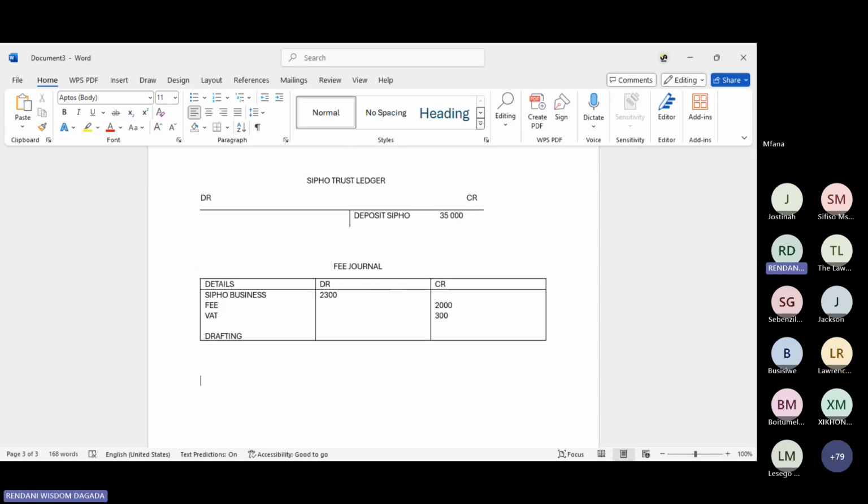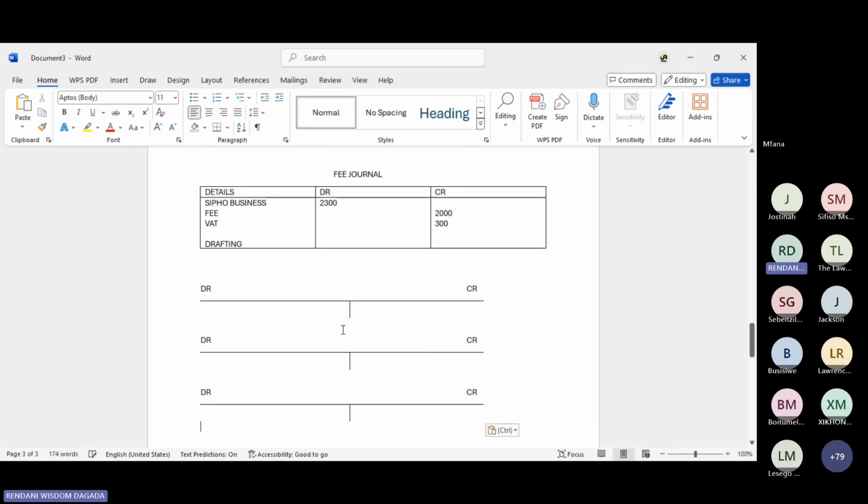Correct. Now we need to do double entry, because everything that we have, we need to enter it 2 times. So we are going to open 3 ledgers. Guys, in order to determine how many ledgers you're going to open for a journal, you look at how many amounts you have inside the journal. If it's 3, you need 3 ledgers. If it's 2, you need 2 ledgers. And you just name them after the details. So we're just going to say Sipho business, like that, and just add the word ledger.